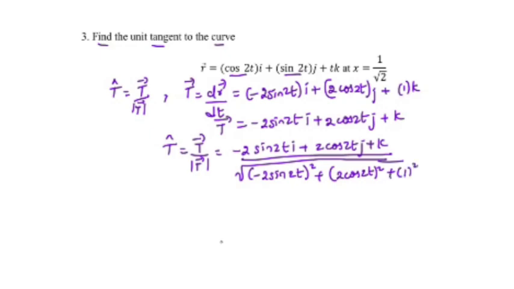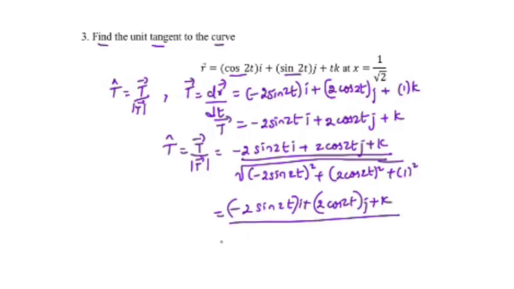So now we can write this as minus 2 sine 2t i plus 2 cos 2t j plus k divided by root of, minus 2 sine 2t squared will be 4 sine square 2t, plus 4 cos square 2t plus 1. So now if you take 4 common here.